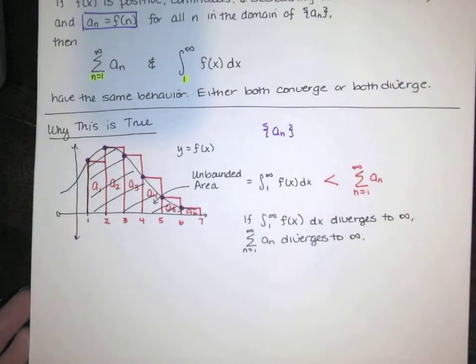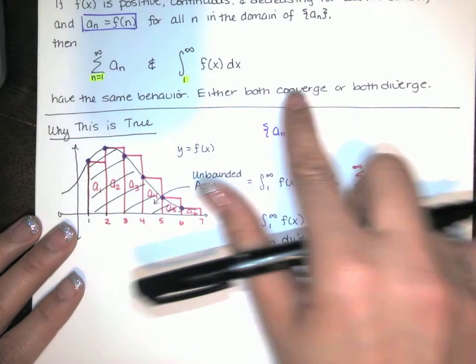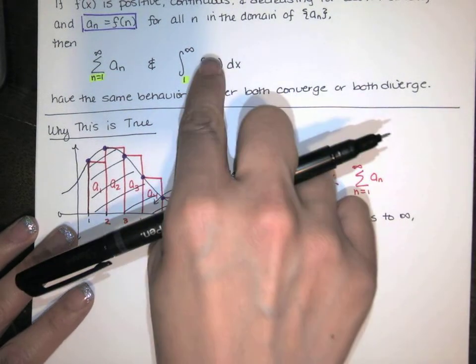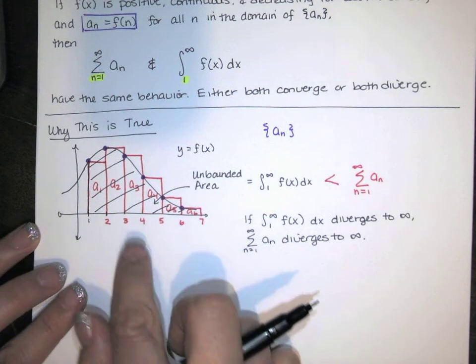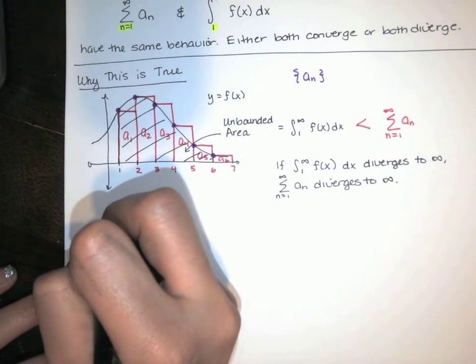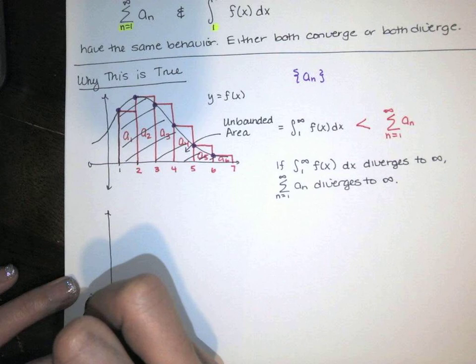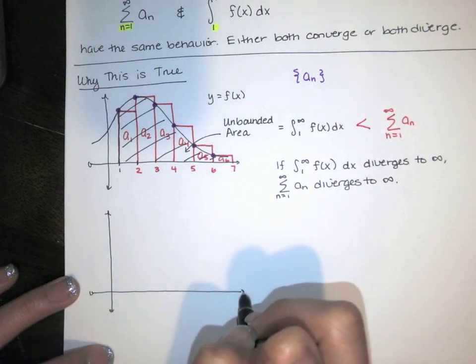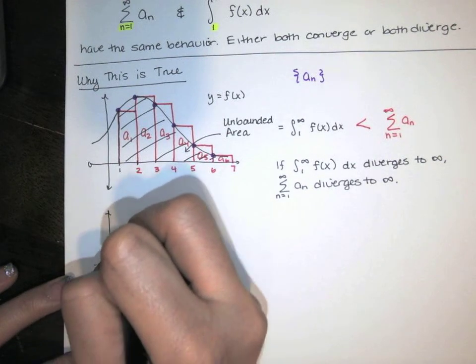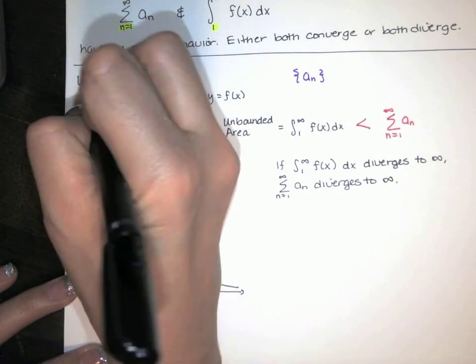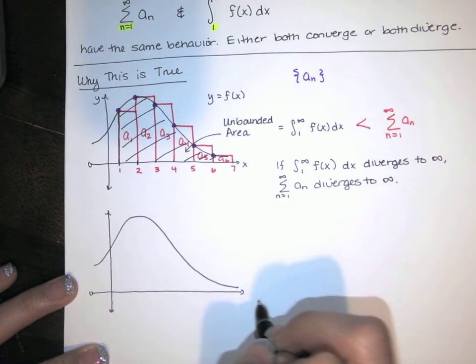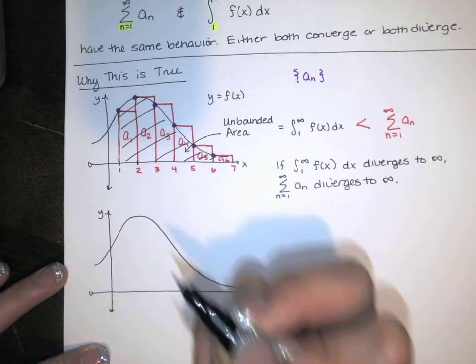Now the theorem also says either both converge or both diverge. So we just proved that if this diverges, this diverges. Let's prove it the other way too. What if that converges? Let's look at the same picture. Same f of x, and try to draw it the same way. Not bad. Not great, but not bad.